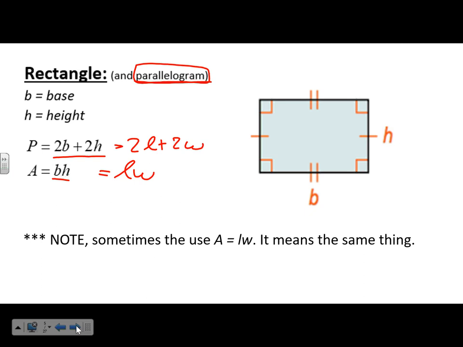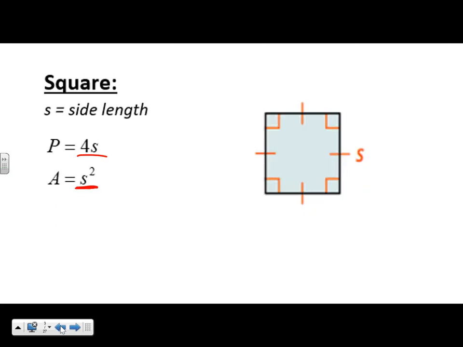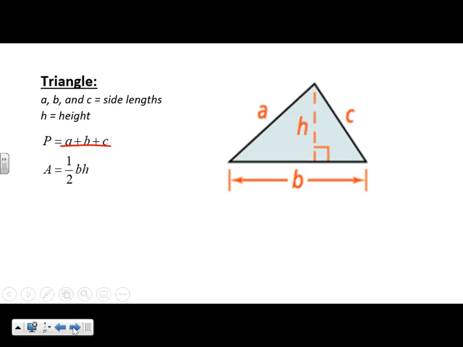And also keep in mind, when I go back to the square, S squared, you could call this a rectangle, base times height. That's S times S. S times S is S squared. So that's all the same with that one.